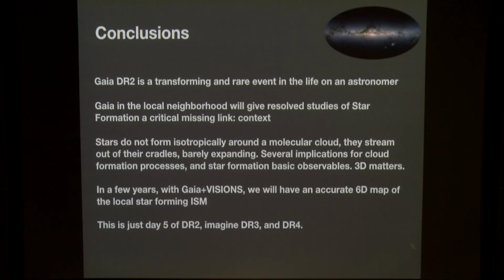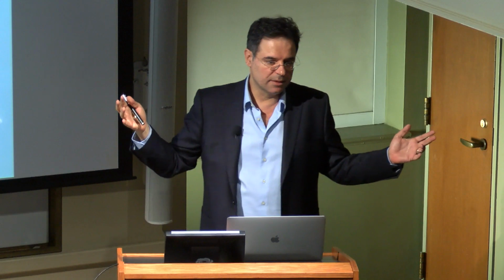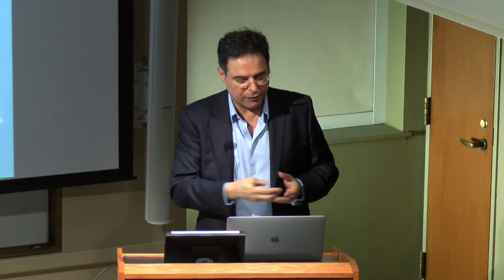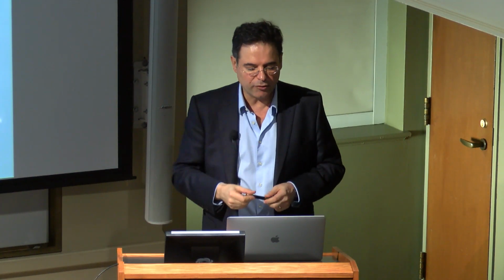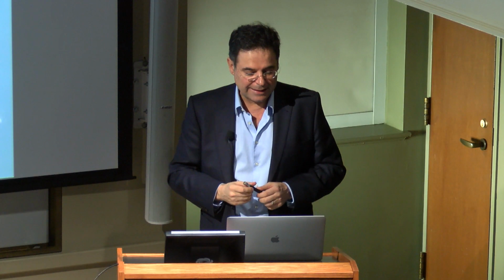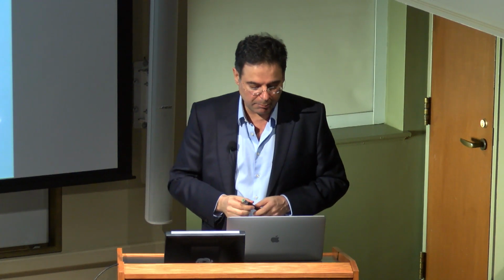So Gaia in the local neighborhood will give resolved studies of star formation, a critical missing link. And this is us trying to argue that we will stop being narrowly focused on tiny little parts of the cloud that have a cluster, and suddenly realize that this is part of a much larger context. And in fact, star formation is not just what happens in the cloud. There's this distribution in front of the cloud that's not isotropic. So stars do not form isotropically around molecular clouds. They stream out of their cradles, barely expanding.